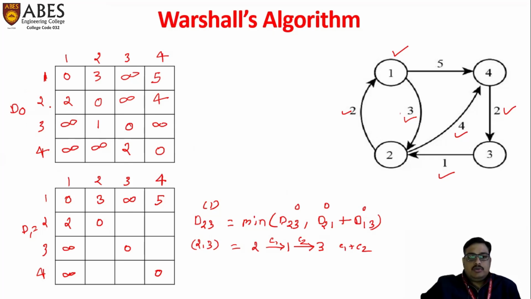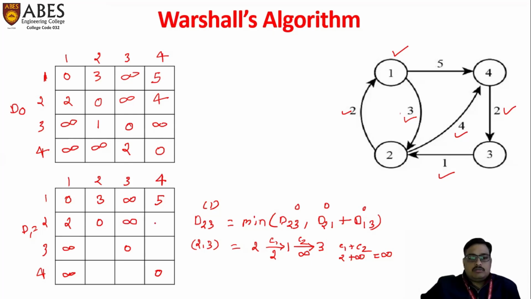So D21 is 2. Yeah, this is 2. We'll write 2 here. And 1 3 we'll see. 1 3 is infinity. So we'll write infinity here. So 2 plus infinity, if we are calculating this, it will be infinity. Okay. So we'll just write D23 as infinity here. There is no change.